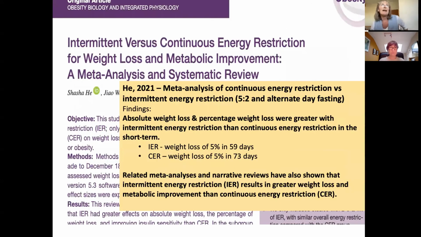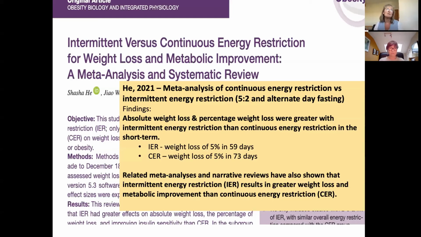So again, this is another meta-analysis. This means a review of a whole lot of different studies, and this has only very recently been published. What they did was they looked at a whole lot of studies that looked at the traditional model, the continuous energy restriction, the normal calorie restrictions that you'd have in a traditional diet. And they compared that with the studies which looked at intermittent energy restriction, either the 5-2 or alternate day fasting. They wanted to assess those two different approaches to see what happened.